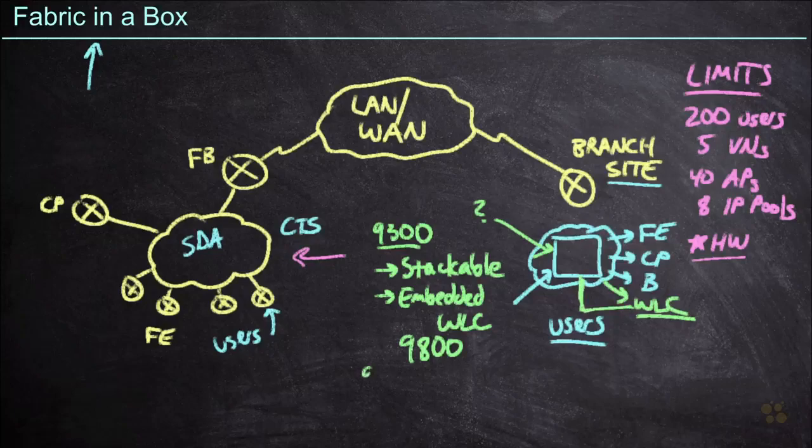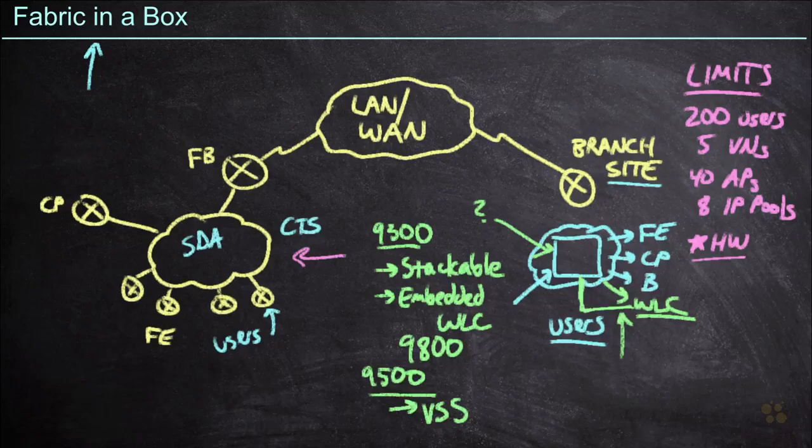Now, the other option that Cisco recommends is the 9500. The 9500 isn't stackable, but it can take advantage of Virtual Switching System, or VSS, for redundancy. However, at the time of this video, we cannot embed a wireless LAN controller into the 9500s, and so deploying a separate box cabled into the 9500s is going to be our solution in that scenario.